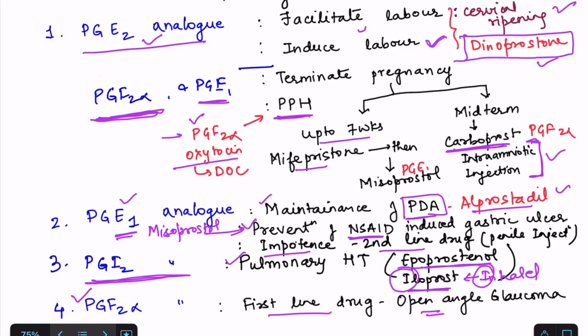Then PGE1 analog, we have misoprostol for prevention of NSAID-induced gastric ulcer, alprostadil for maintenance of patency of ductus arteriosus and also for impotence. Then prostaglandin I2 analog, that is epoprostenol or iloprost for pulmonary hypertension. And then again we have prostaglandin F2 alpha analog, which is the first line drug for treatment of open angle glaucoma.